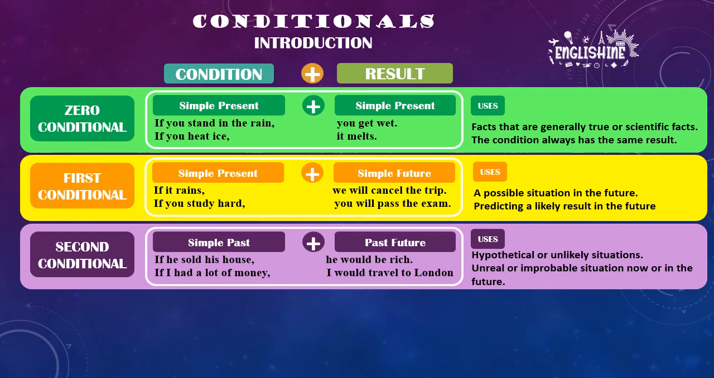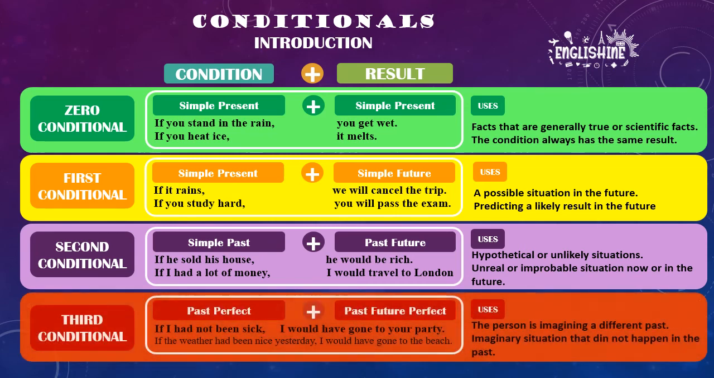If I had a lot of money, I would travel to London. It is unlikely that I will have a lot of money. However, in the impossible situation of me having a lot of money, I would travel to London.